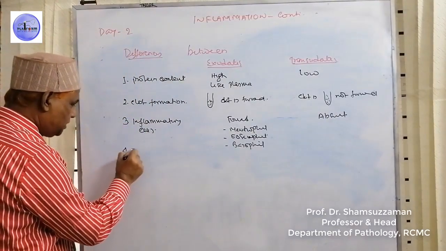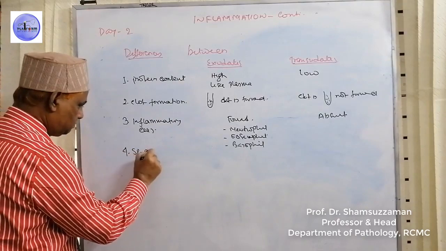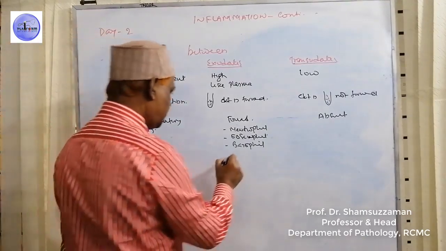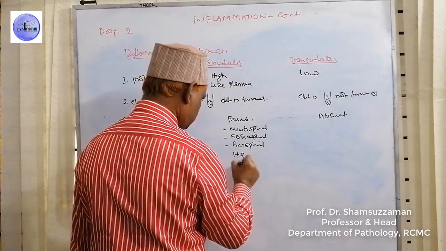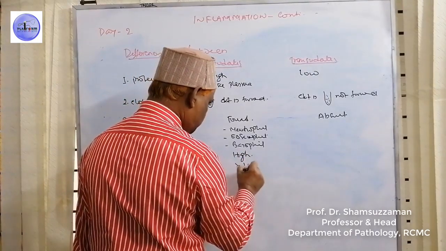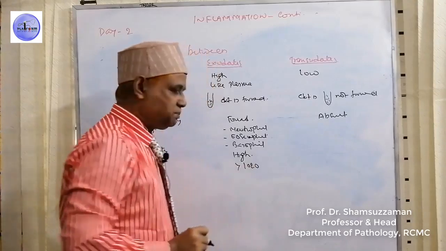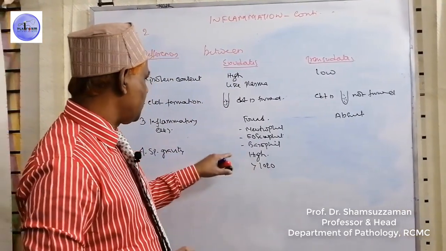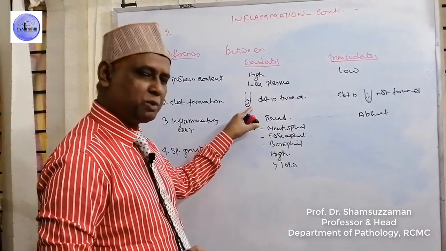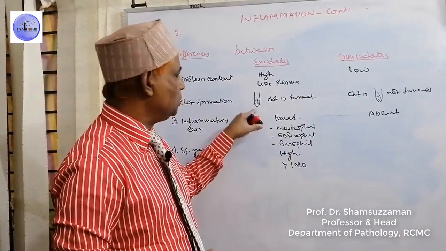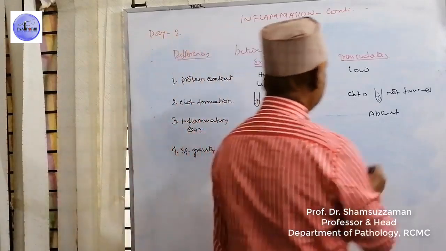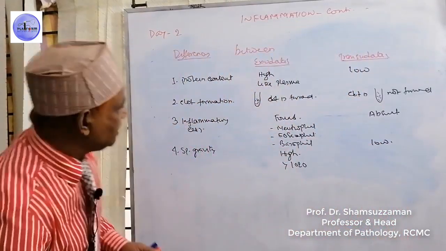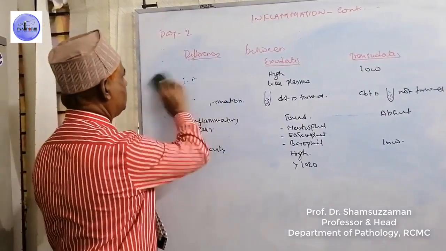Another difference is specific gravity. The specific gravity of exudate is high, more than 1020. Why is specific gravity high? The specific gravity of exudate is high due to the presence of plasma protein and cells within the exudate. But in case of transudate, the specific gravity is low. So these are the differences between exudates and transudates.